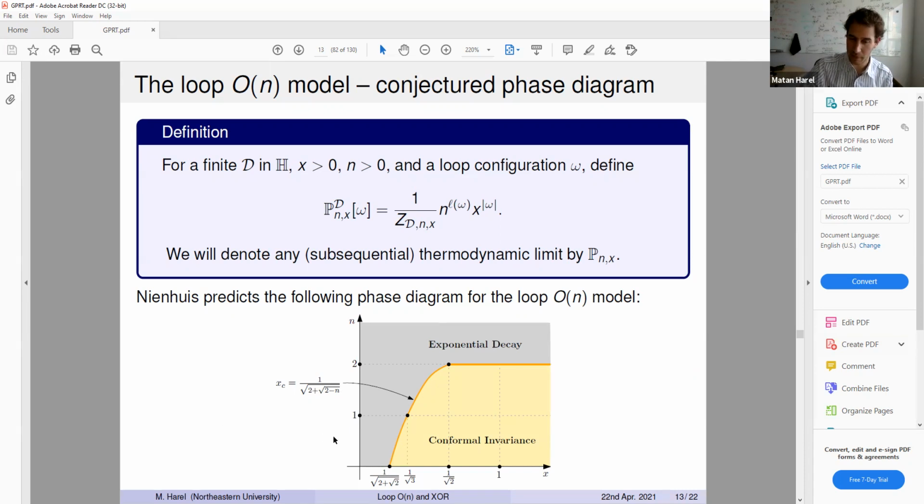And what Nienhuis claimed was that if x was smaller than this parameter and n was smaller than 2, then this entire region has not only small loops, but exponential decay. That is, the probability that the largest loop around you is larger than k is exponentially vanishing in k. What is more surprising is that this actually works regardless of the value of x if n is strictly larger than 2. So the loop O(2+epsilon) model does not have long loops ever, at least according to Nienhuis's conjecture.